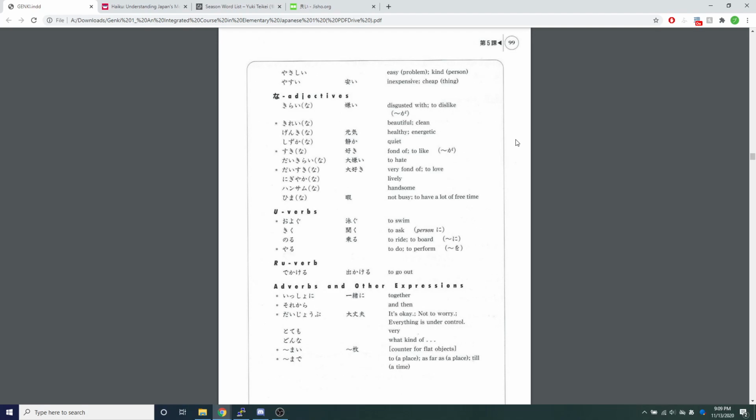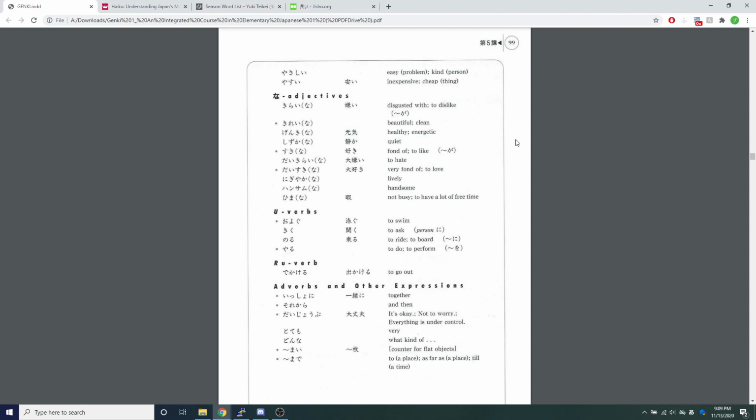See, 綺麗 is beautiful or clean. It technically means clean, but they just use the word clean to refer to beautiful things in Japan. I guess that's why so many things are clean there. You could say... let me think of an example. So, 海が綺麗です. The ocean is beautiful. Or you could say, 私の部屋が綺麗です.